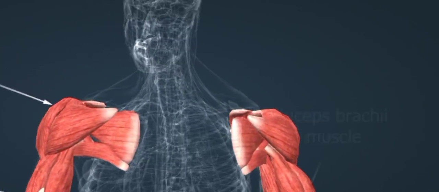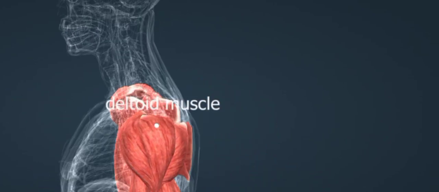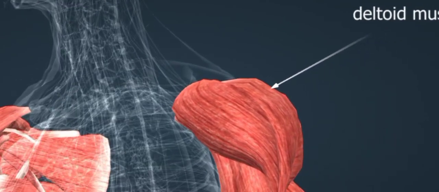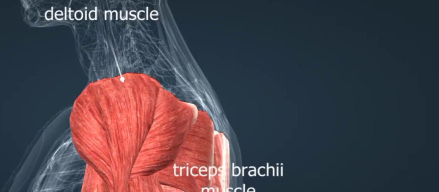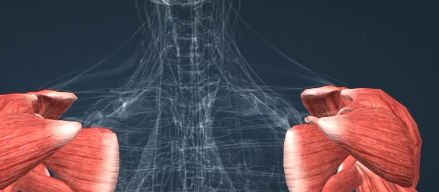2. Lateral (middle) head. This part is primarily responsible for shoulder abduction, which is raising the arm away from the body to the side. 3. Posterior (back) head. This part helps with shoulder extension, moving the arm backward, and external rotation of the arm.